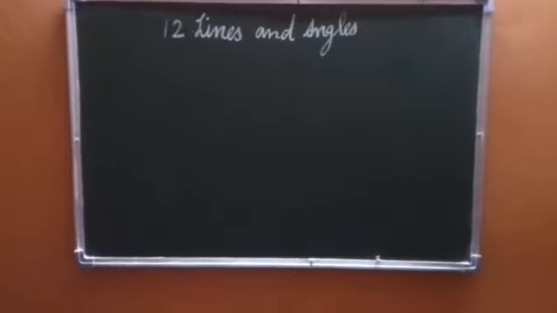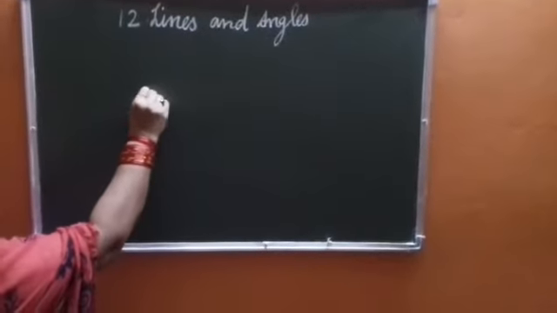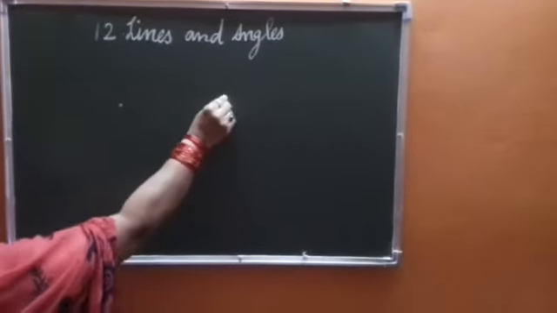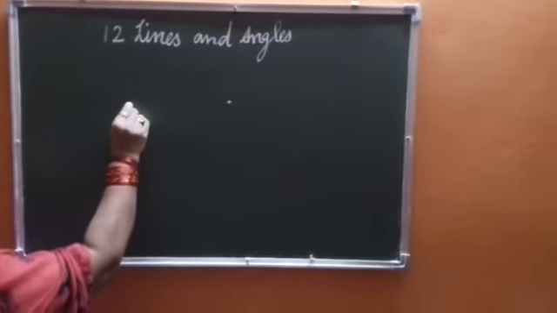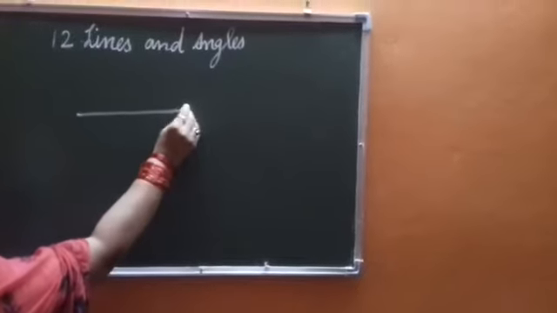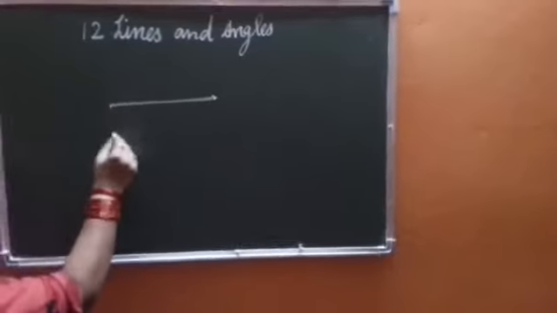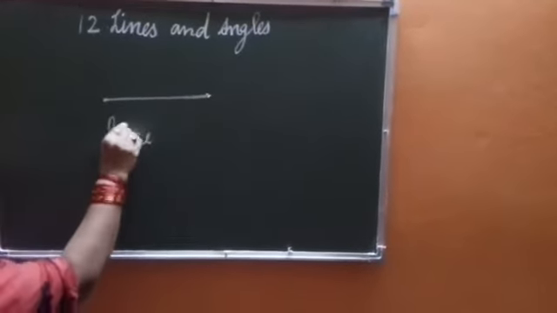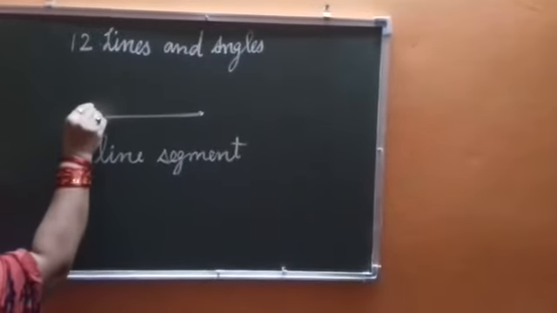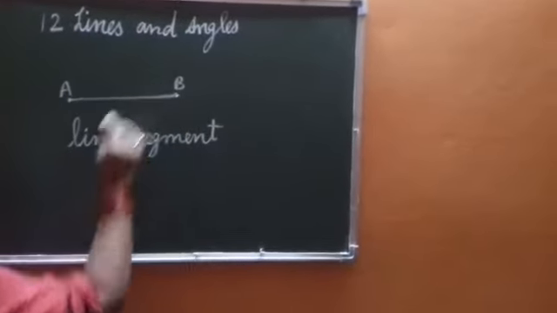When we talk about lines, there are different types of figures in lines. Suppose the first figure we talk about, we take two dots, 2 points on a paper, and with the help of a scale, if we join these 2 points, we get a figure. Now these 2 points are the endpoints of this figure. This figure is known as line segment. Suppose these 2 points are point A and point B. So AB is called a line segment.